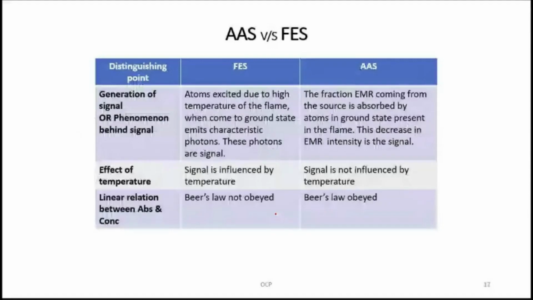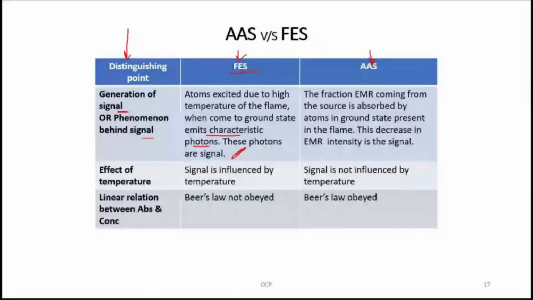First column is distinguishing point, then we have flame photometry, and then atomic absorption spectroscopy. The first is generation of the signal. What is the origin of the signal? What is the phenomenon behind the signal? In flame emission spectroscopy, atoms are excited due to the high temperature of the flame, and when they come down to ground state, they emit characteristic photons. These photons are the signal. The photons that are emitted are the signal.